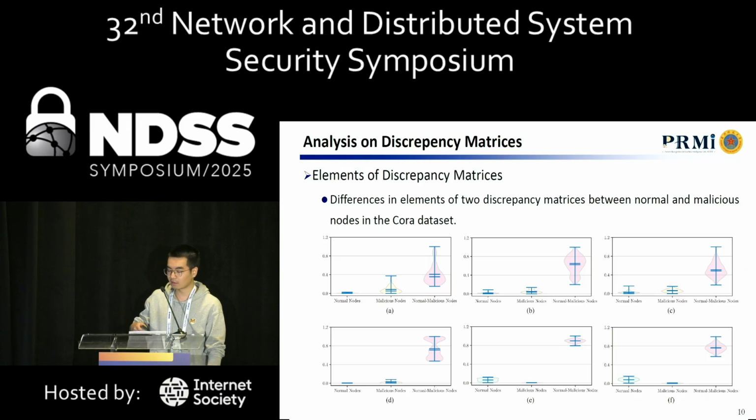So here is the analysis of the elements of the discrepancy matrices. Figures A to D are about the semantic discrepancy matrices, and the other two figures are about the attribute importance discrepancy matrices. And you can see a clear gap between normal and malicious nodes. It proves that our algorithm can effectively distinguish these two types of nodes.